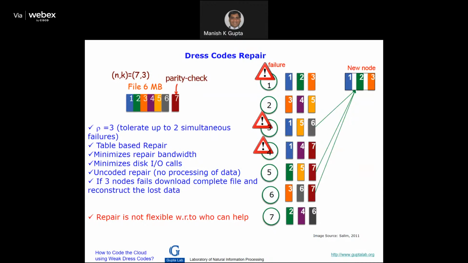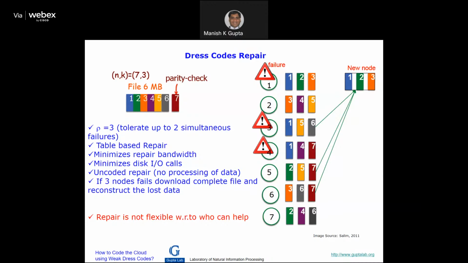One thing is that if there are node failures, you can see that it can tolerate up to 2 simultaneous failures. Even if 2 nodes fail, you can reconstruct the whole thing. For example, if node 1 fails, you will contact nodes number 3, 5, and 6 to reconstruct node 1, whatever data packets were lost there. It's a table-based repair, a beautiful thing. It minimizes repair bandwidth because you're simply downloading, not doing any computations. It also minimizes disk input-output calls. It's uncoded repair, with no processing of data.